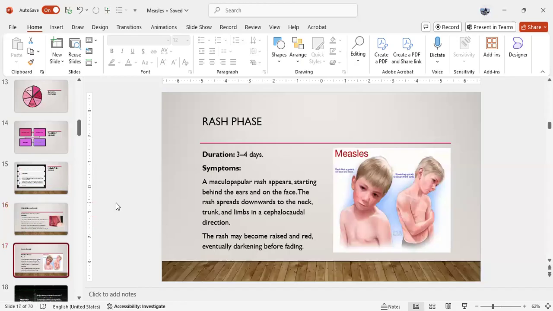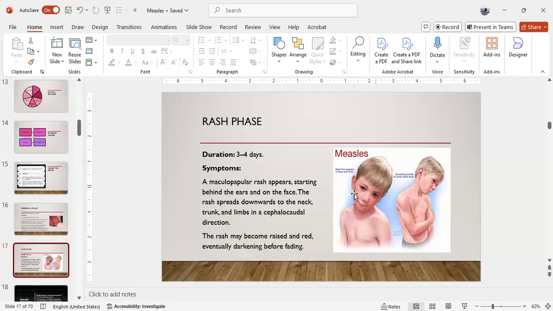Then moving forward to the rash phase, its duration is 3 to 4 days. A maculopapular rash appears starting behind the ear and on the face. The rash spreads downwards to the neck, trunk, and limbs in a cephalocaudal direction. The rash may become raised and red, eventually darkening before fading.